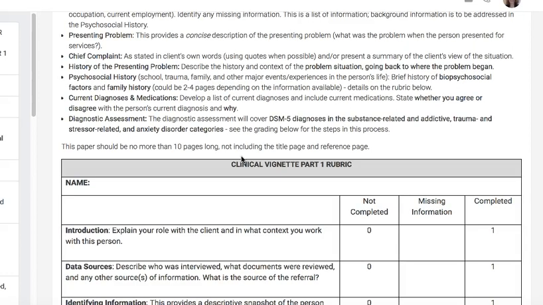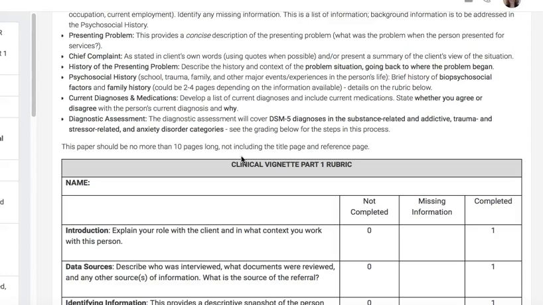The presenting problem is the reason why the person came for services. So somebody was arrested. The court mandated them to come for the service for therapy. That's the presenting problem. What were they arrested for? What did the court mandate that they come and get? What kind of services?